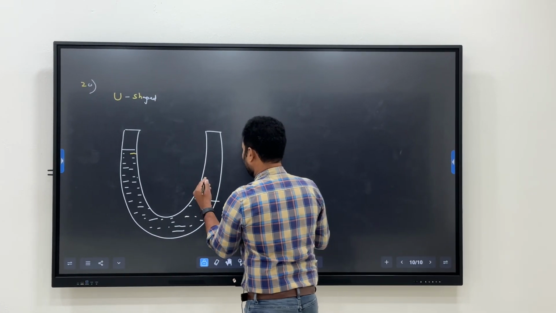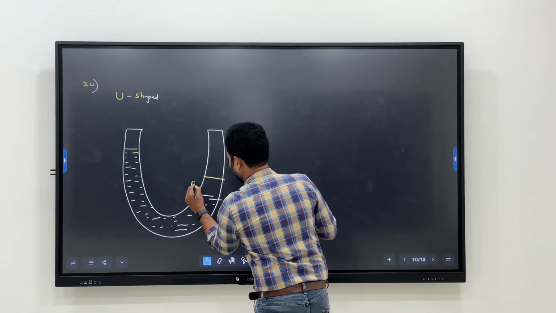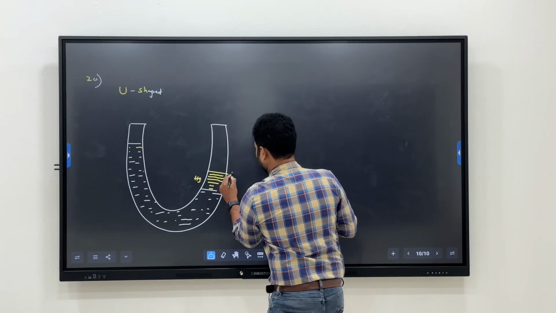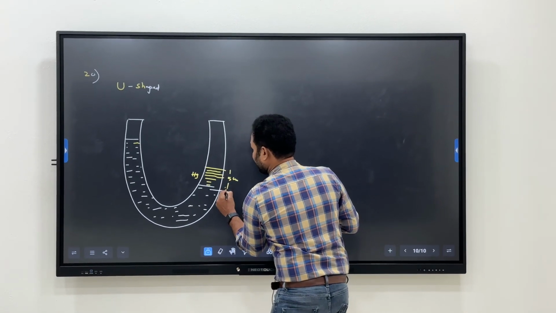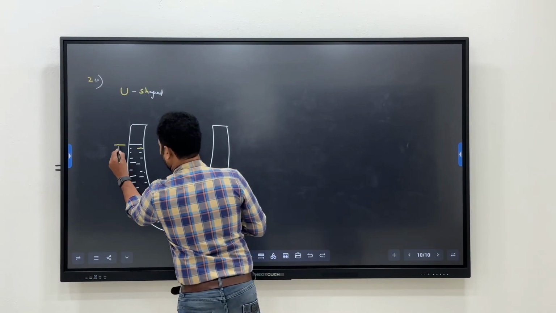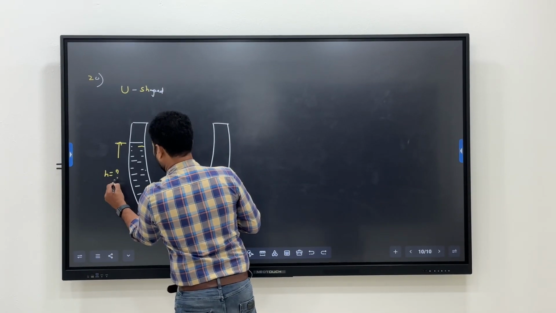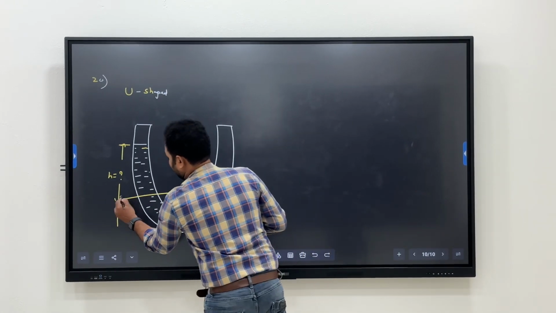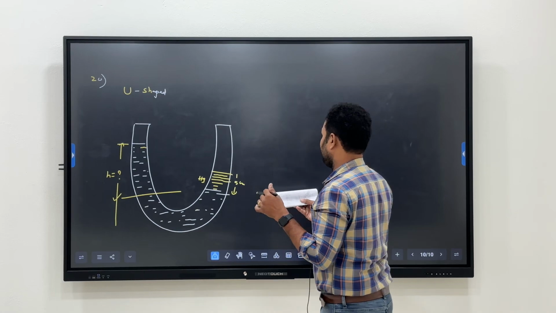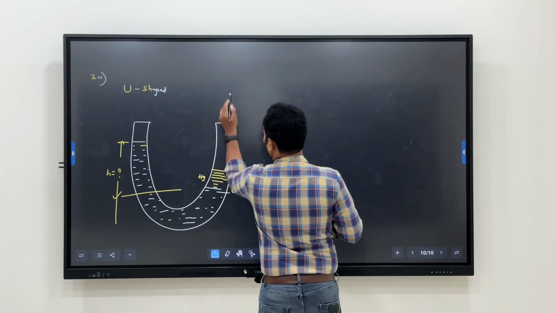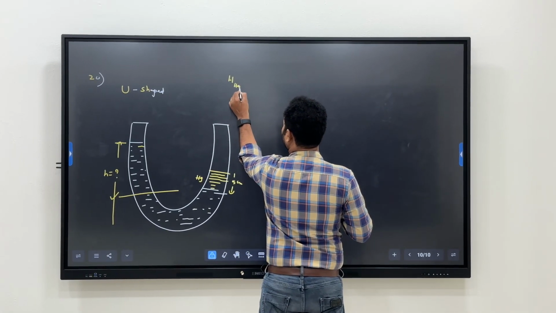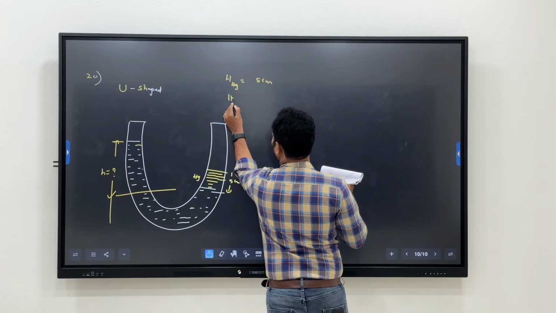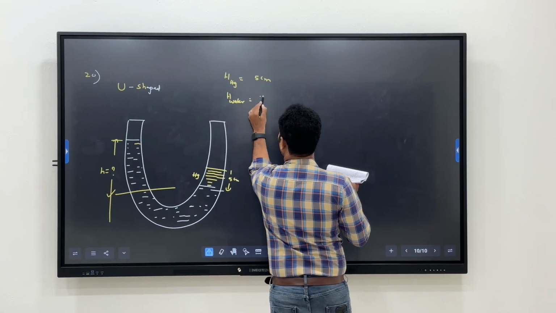So now this is only mercury. Mercury is at 5 centimeter height. So what about the height of the liquid column? This they are asking. In the given data, the height of the mercury column is given. H mercury is equal to 5 centimeter. So they are asking the height of the water column, H water.